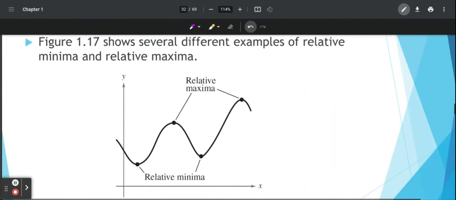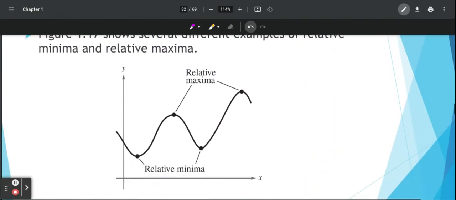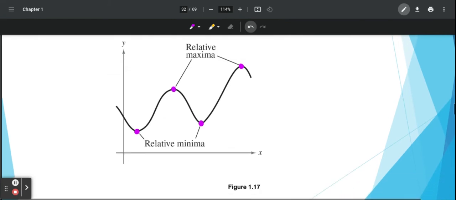So if you look at this figure here, we have several different examples. If you notice, these 2 points right here are relative minimums because you're changing from decreasing to increasing. And at the top of the hills there would be your relative maximums.